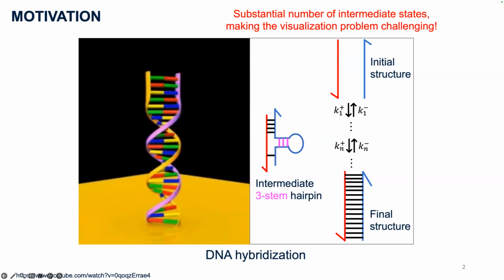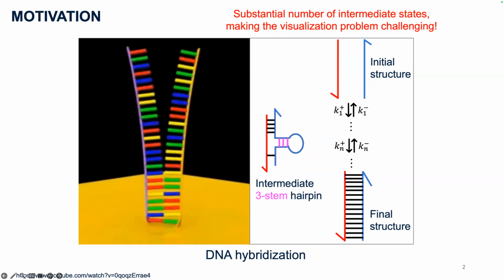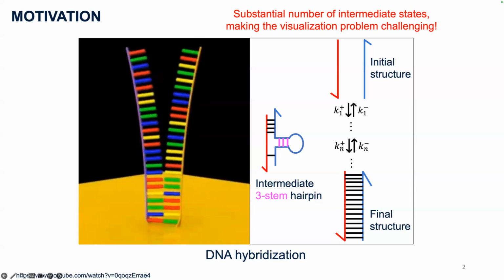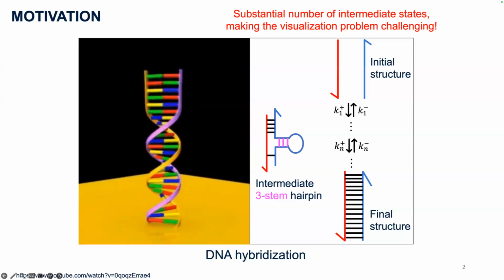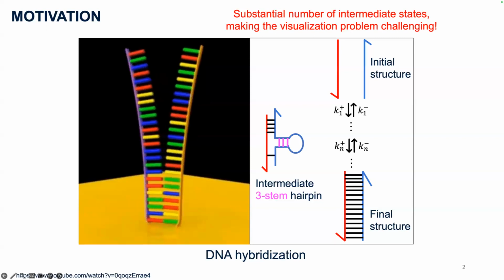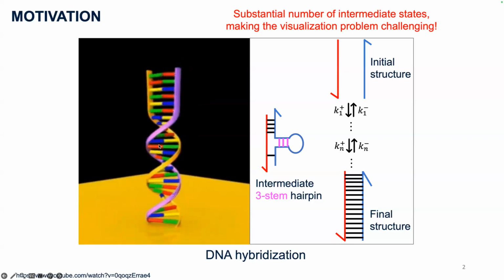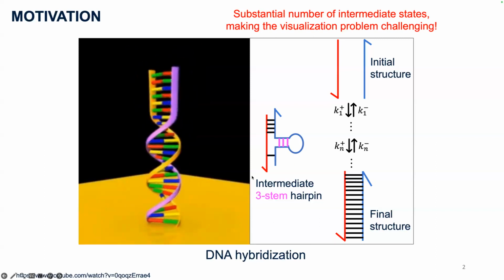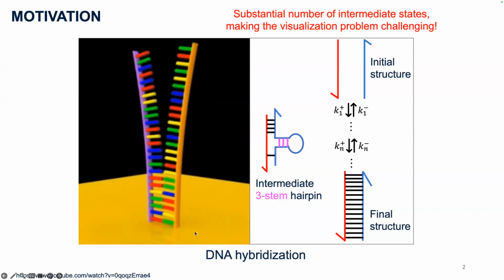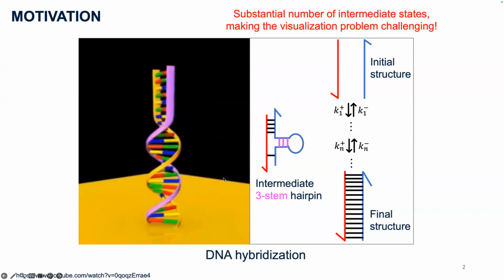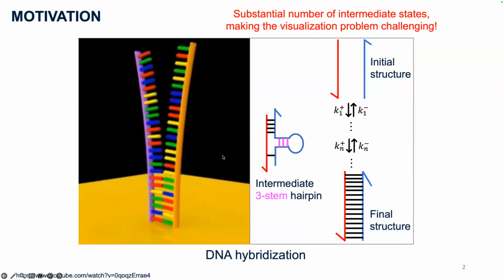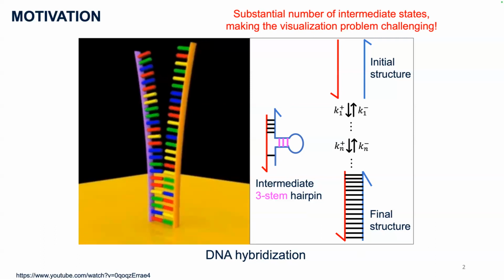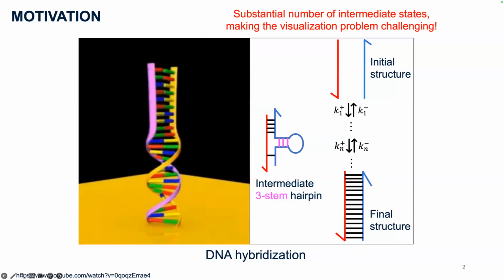Two unpaired complementary strands start binding by inter-strand base pairs and eventually form a fully paired double helix structure. Actually, this animation just shows a very simplified example, and it does not often happen in reality. Instead, during the hybridization process, it's very possible to form hundreds of thousands of intermediate states, which makes the visualization problem even more challenging. And this figure shows an intermediate secondary structure with a three-stem hairpin structure.